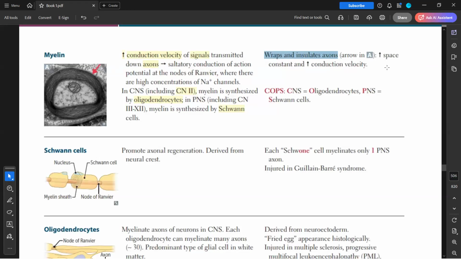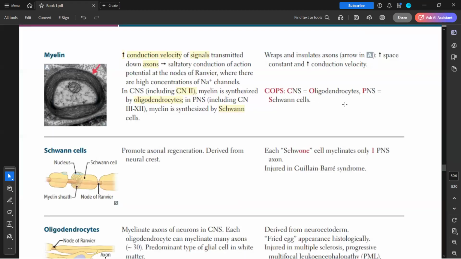Now, increase space constant and increase the conduction velocity. Remember, this is the picture right here. You can see everything very clearly. COPS: CNS is oligodendrocyte. C is for CNS, O is for oligodendrocyte, PNS equals Schwann cells. So P stands for PNS and S stands for Schwann cells, so COPS.